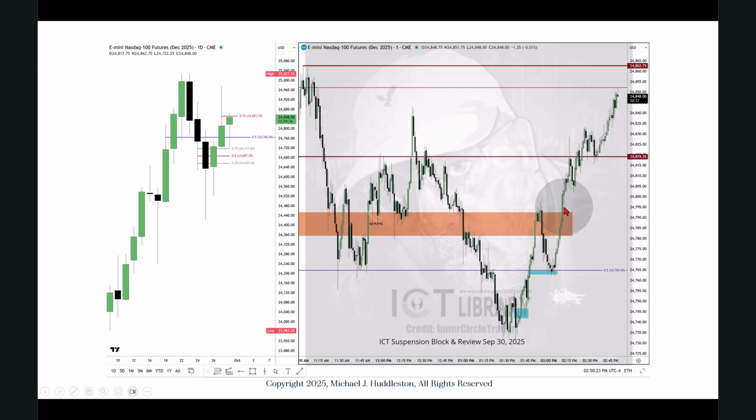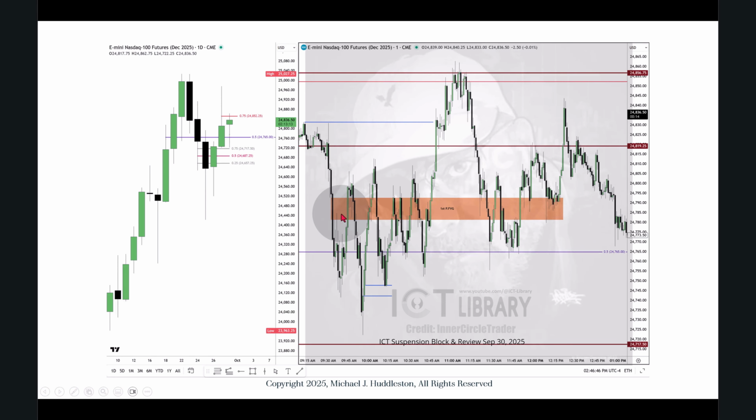Again, no coming back down and touching the first fair value gap. It just kept on rallying. But all in all, it was very, very manipulated today. If you got hurt today, if you had difficulty, it's not a knock against you, because this was a very hard read. It was a very difficult read.